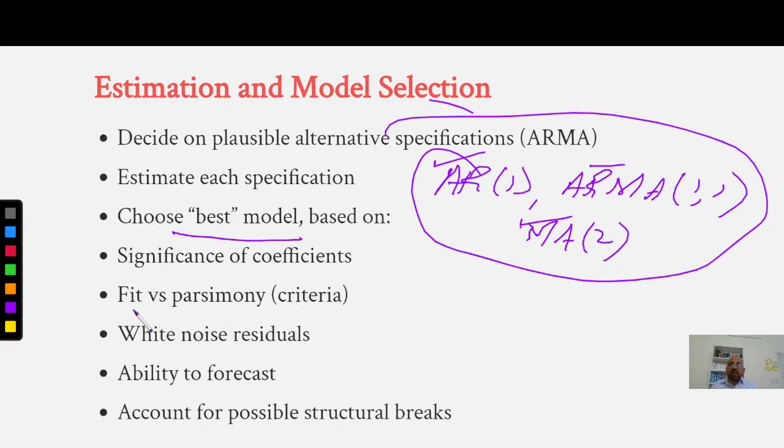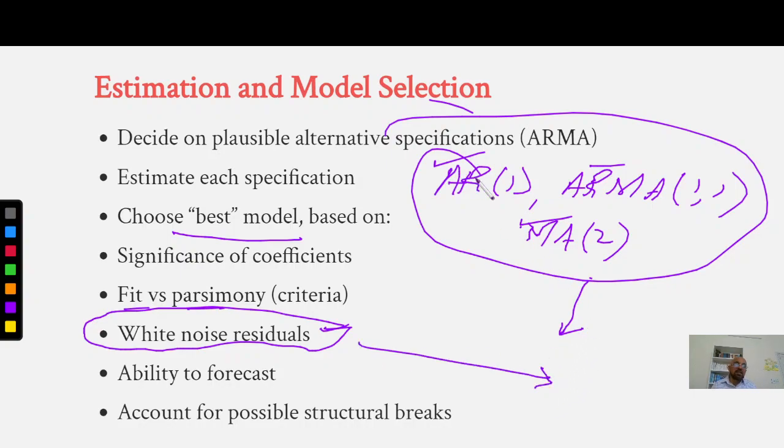Sometimes it is fit versus parsimony. Parsimony means a brief, simple model is better. White noise residuals are the criterion for a model to be correct. If all these models have residuals which are white noise, all of them are candidate models and pass diagnostic tests. Now, which one is best? For that you have to apply forecast criteria.